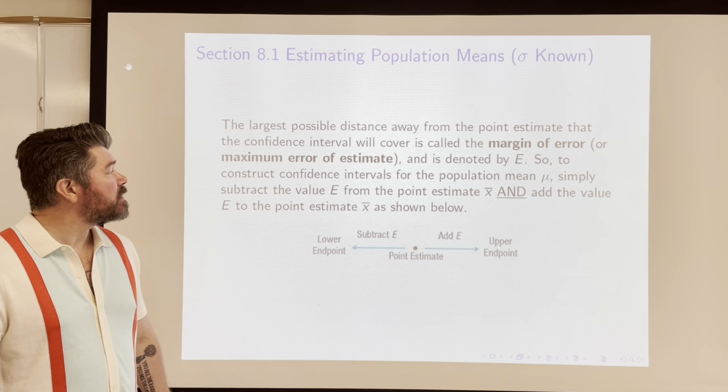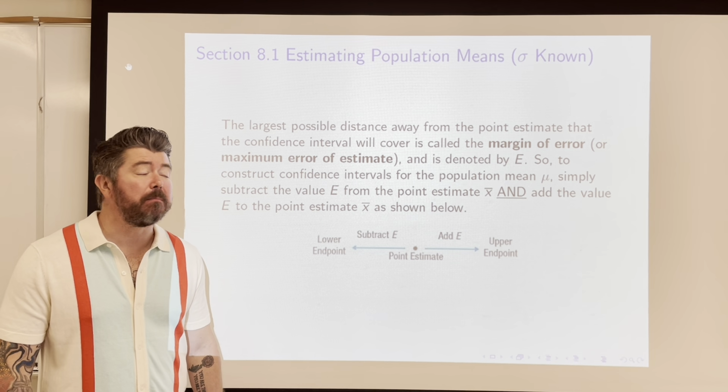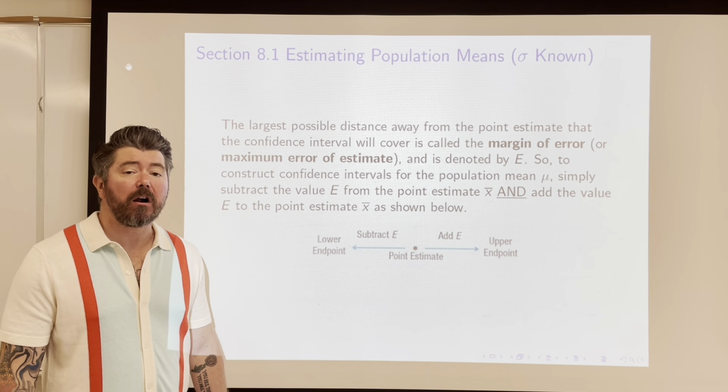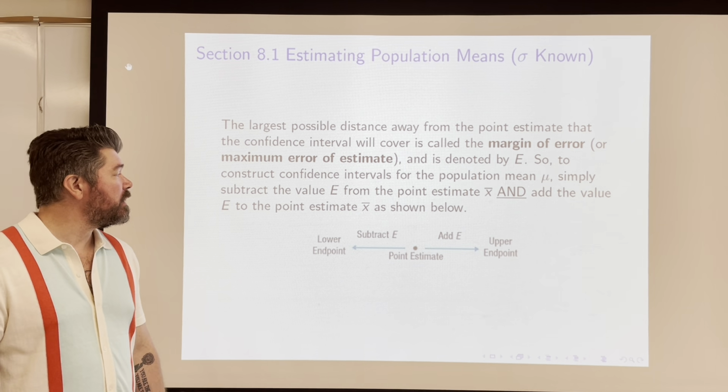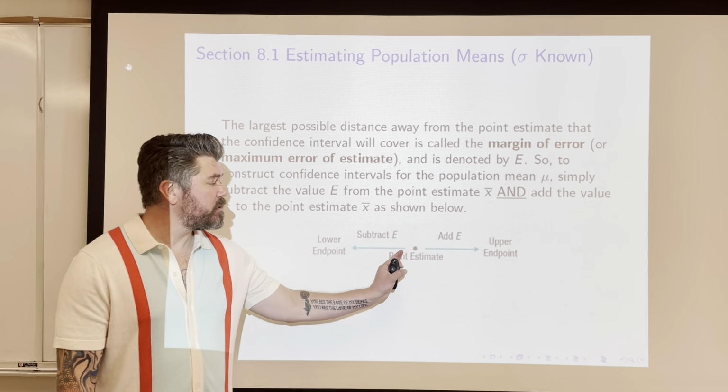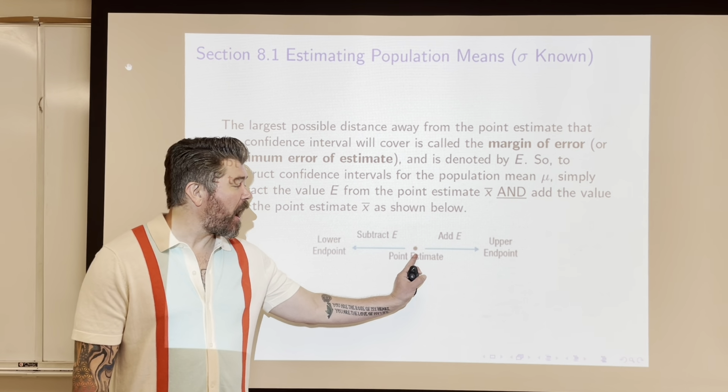So, to construct confidence intervals for the population mean, mu, simply subtract the value E from the point estimate, x bar, and add the value E to the point estimate, x bar, as shown below. So we're going to find the point estimate. We know the point estimate is x bar. And to create our interval range, our interval estimate, we're going to subtract an error, and we're going to add an error to create a range of values that we call a confidence interval. Let's look at an example.